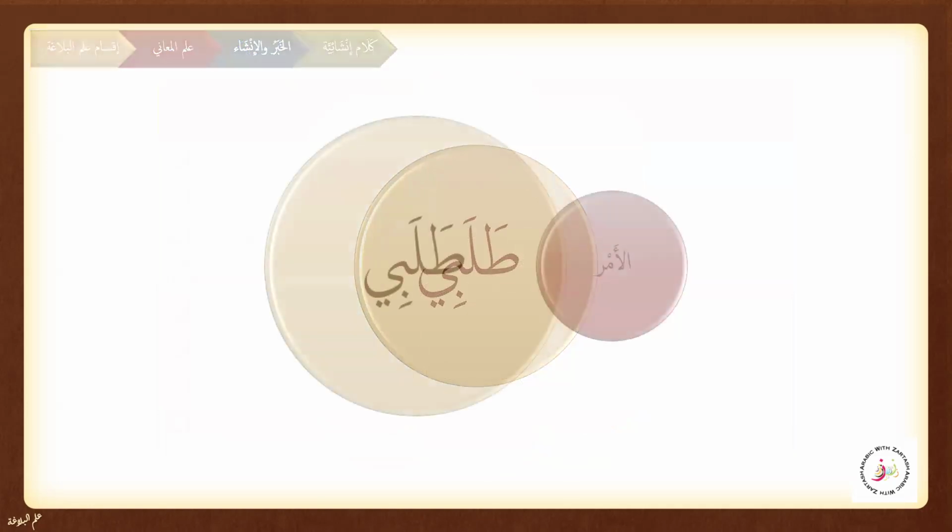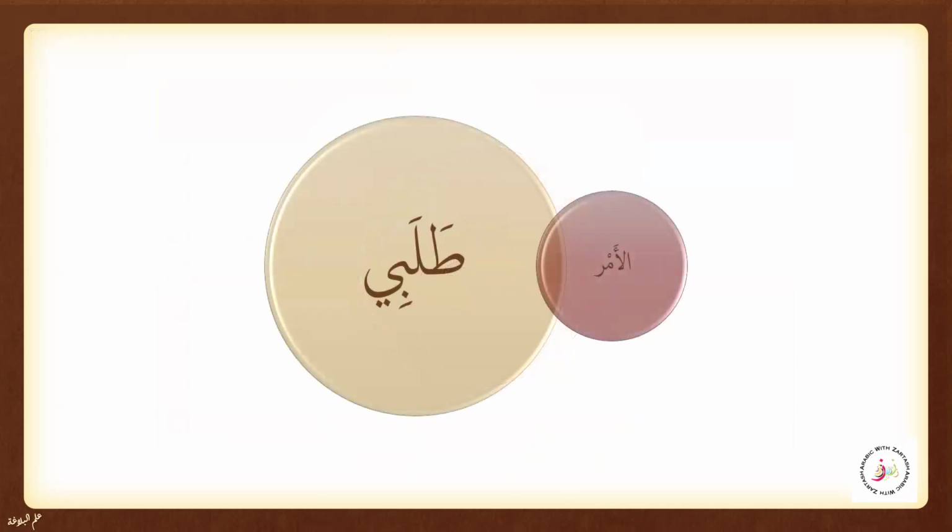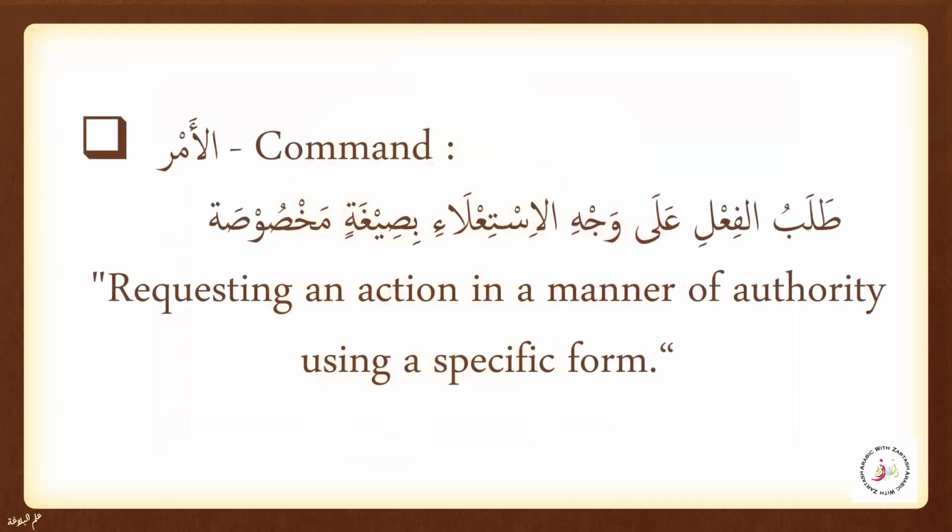Let's start with طلبي. Today, inshallah, we are going to learn different types of طلبي. Let's start with الأمر. الأمر is the command. طلب الفعل على وجه الاستعلاء بصيغة مخصوصة, requesting an action in a manner of authority using a specific form. So, there are four types of commands, and an amr or command is when a person in authority commands his subordinate to do an action.